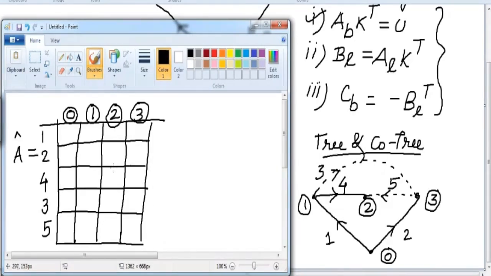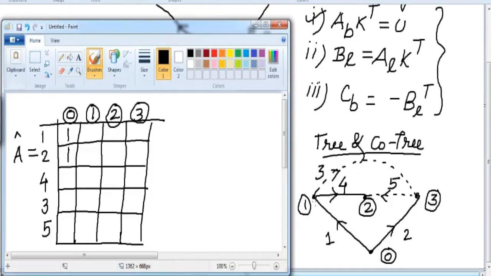So let us first fill the column of 0. For filling the column of 0, we have to go to this node number 0. We can see here in this node number 0, 1 and 2 are incident, and we know that outgoing is positive and incoming is negative. So what we can write here is 1 and 2 both as positive. Why 1 and 2 both as positive? Because both 1 and 2 are outgoing.